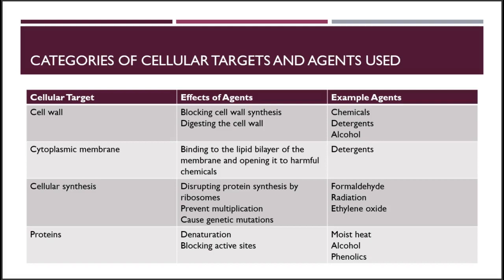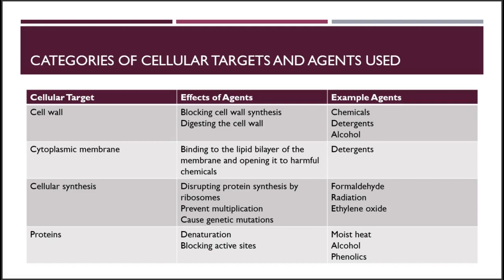So the cell wall, most chemical agents are either going to block cell wall synthesis or they're going to break down the cell wall. And some examples would be any chemicals, detergents like soap and alcohol are all going to affect the cell wall. The cytoplasmic membrane, the general target is to bind to the lipid bilayer of the membrane and then open that membrane so that harmful chemicals can enter the cell. And this is the action of soap detergents.